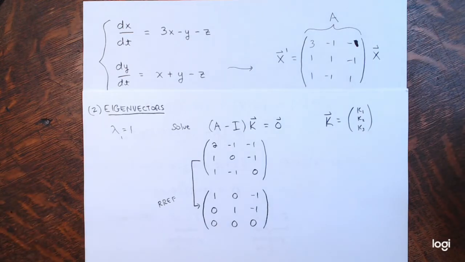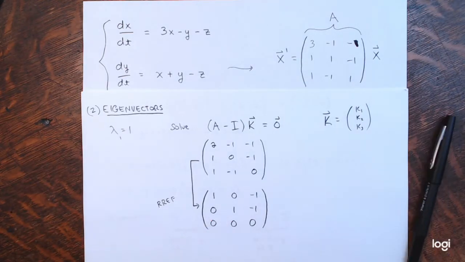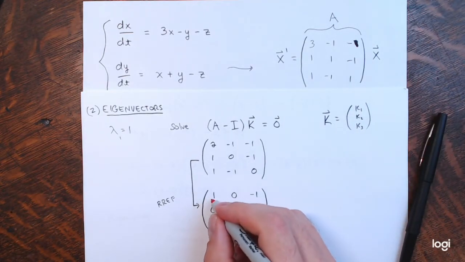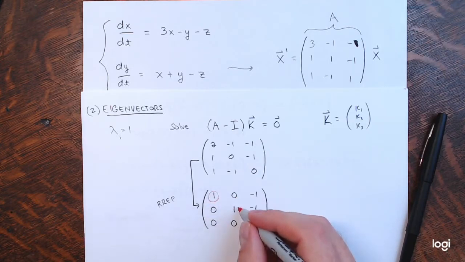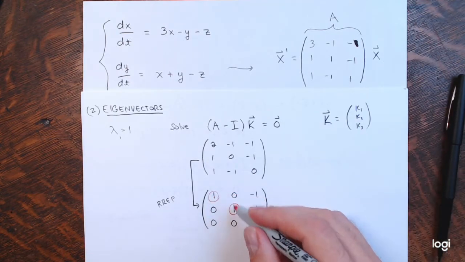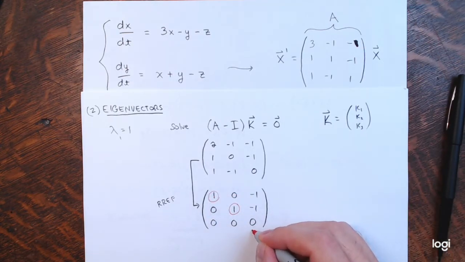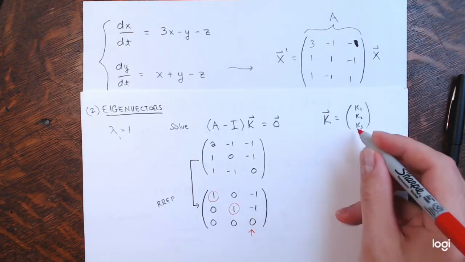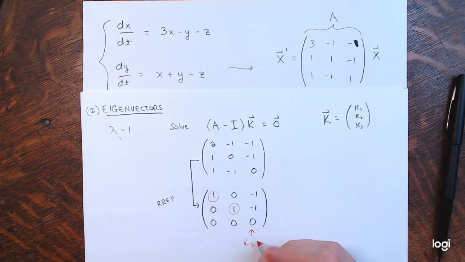Alright, so here's the reduced row echelon form. The first row has a leading 1 here, second row has a leading 1 here, third row has all zeros, great. The only column that doesn't have a leading 1 is the third column, right? So that means k3 is free. I'm going to let k3 be equal to t for whatever choice of t I wish, right? t is a real number.